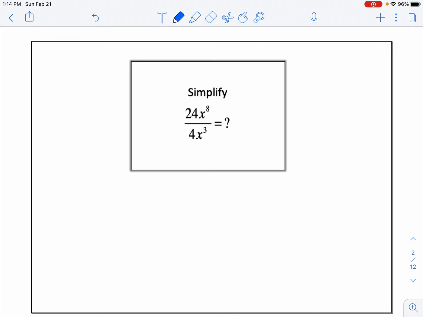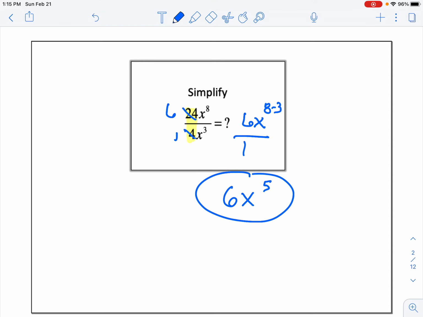Okay, in this first example right here, we're simplifying. This piece right here, we look at those numbers just like you would a fraction and we reduce it. So 4 goes into this once, it goes into this 6 times. Since we're dividing, we're going to subtract the exponents. So this becomes 6 times x to the 8 minus 3 power, or what that would become is 6x to the 5th. Of course, this is over 1, but we don't need that, so that is our answer.